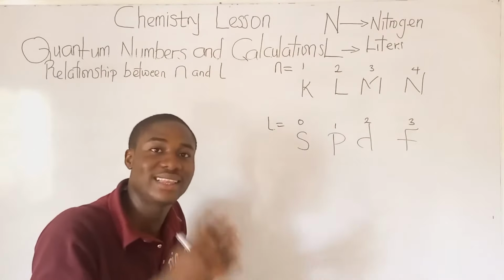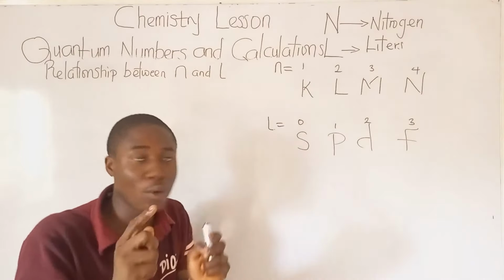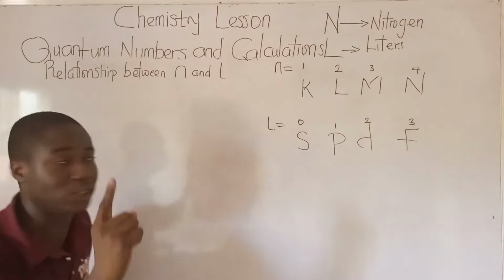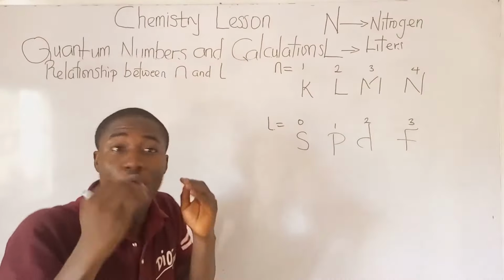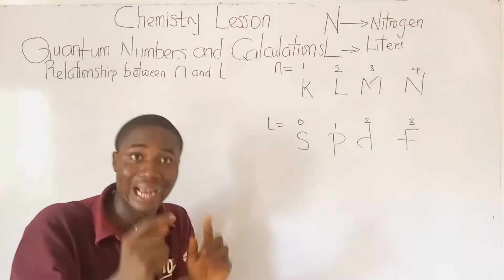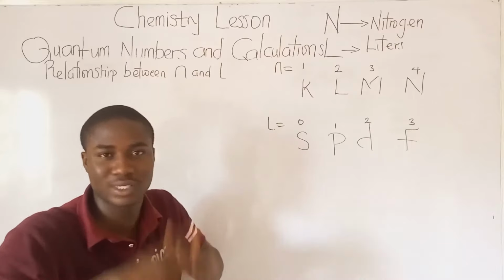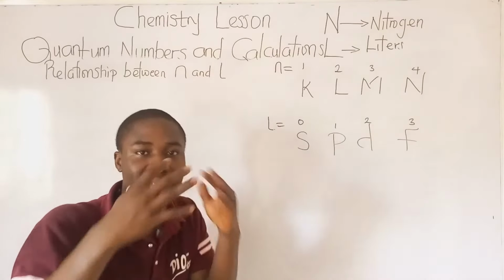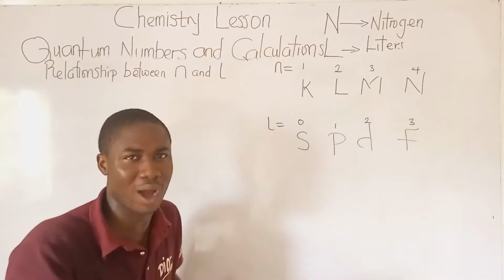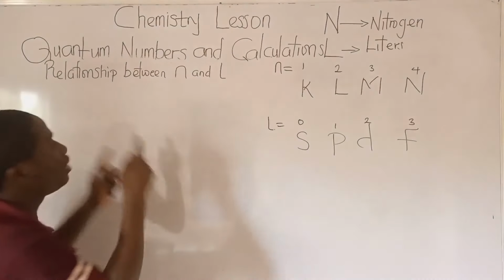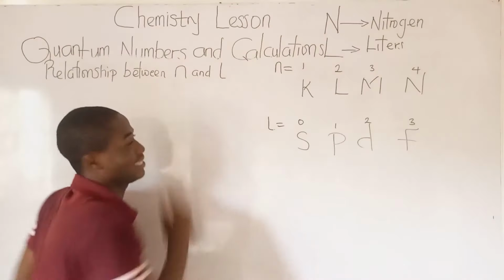Okay guys, let us quickly move over to a new subheading, which is the relationship between N and L. Remember, I said N is called the principal quantum number, whereby L is called the azimuthal quantum number, also called the subsidiary quantum number, the secondary quantum number, or simply the angular momentum quantum number. And remember, we are to discuss four quantum numbers. But right now, we want to relate the first two, which is the principal quantum number and the azimuthal quantum number.